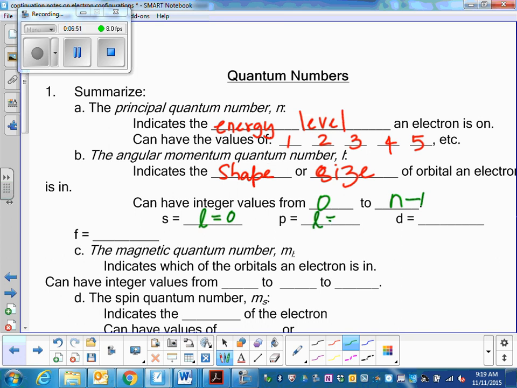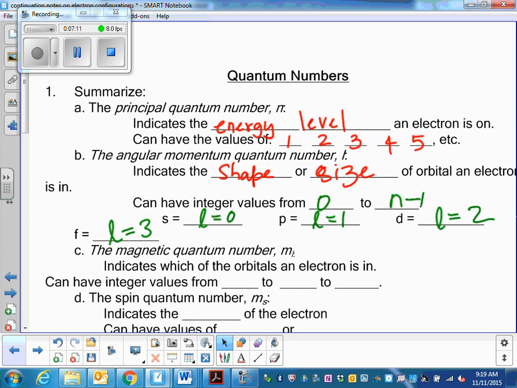You should know this. All right? When it's a d orbital, what's the value of L? L equals 2. If it's an f orbital, what's the value of L? L equals 3.